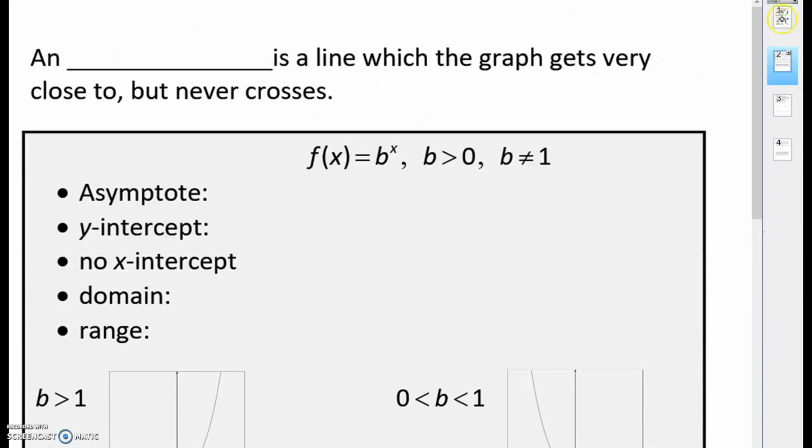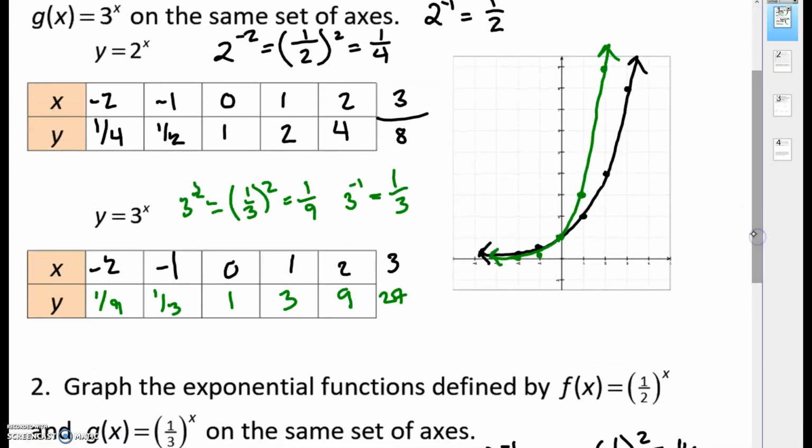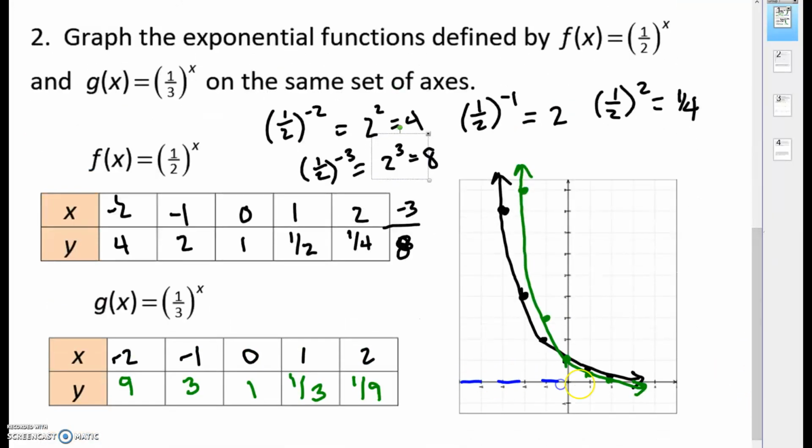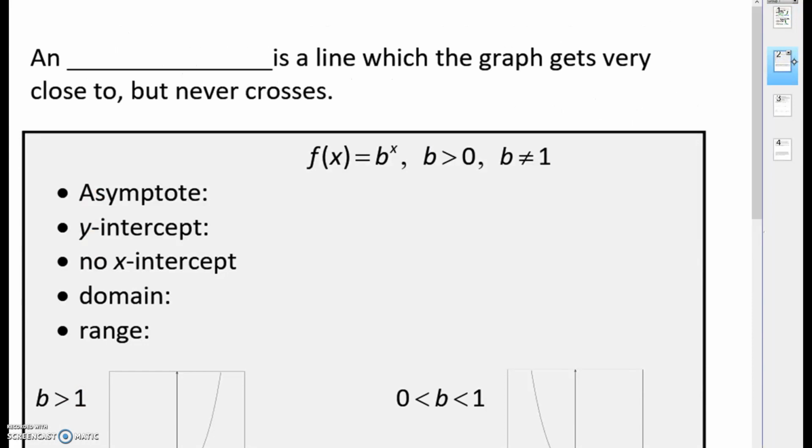If you notice, both of these will never cross the x-axis. We've got this line right here, the x-axis. Both of these will always approach it but never actually cross, because as long as my b value is positive, we can never actually produce a y value that's negative. We call this line an asymptote. An asymptote is a line which the graph gets very, very close to but never actually crosses.